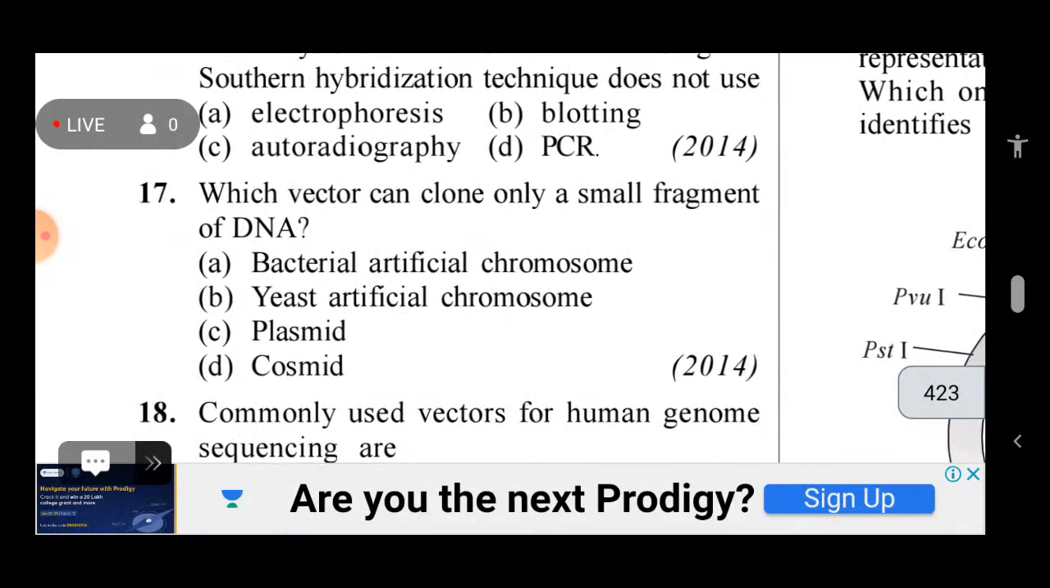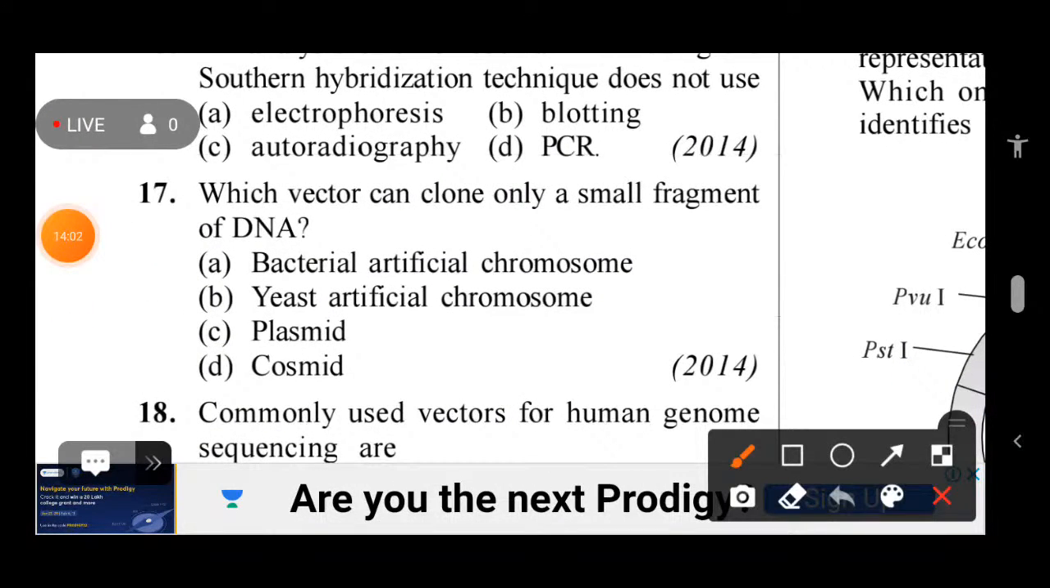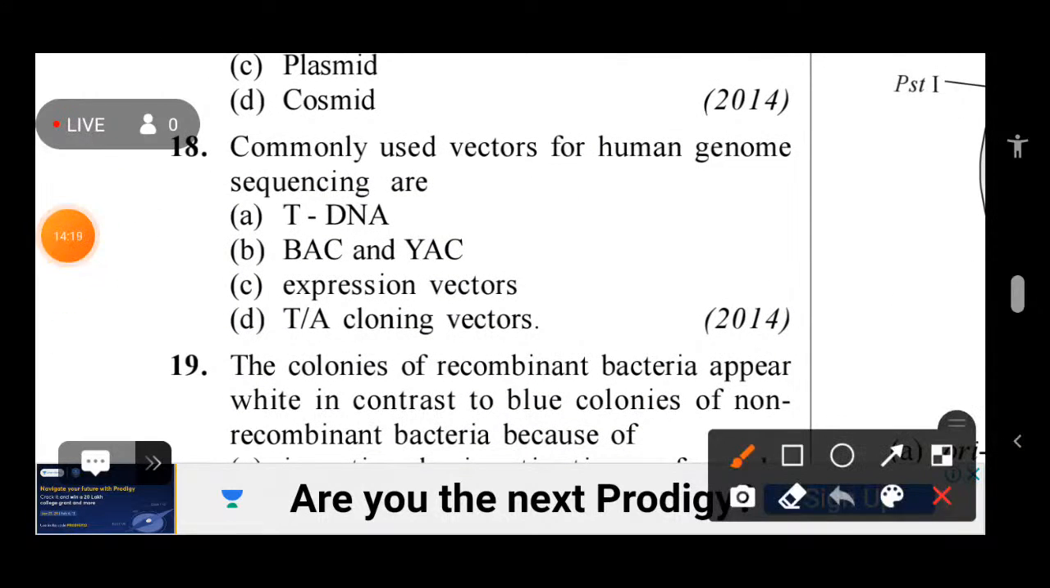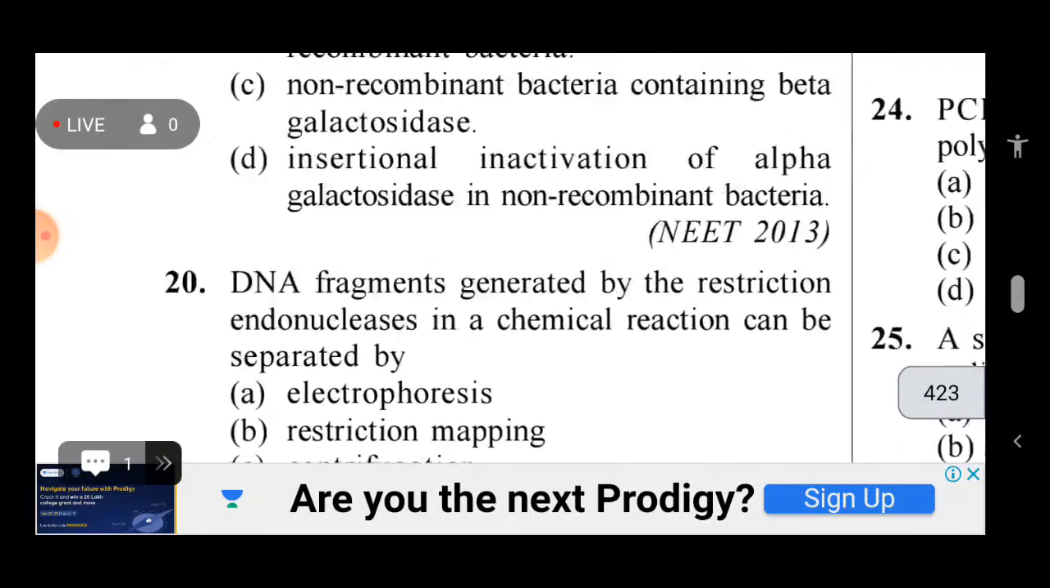Then 17th question, which vector can clone only a small fragment of DNA? So the vector which can only clone a small fragment of DNA is called plasmid. It's directly from NCERT. 18th question, commonly used vectors for human genome sequencing. Commonly used is option B, BAC and YAC, bacterial artificial chromosome and yeast artificial chromosome. So these two are the commonly used vectors for human genome sequencing. It is directly from NCERT.